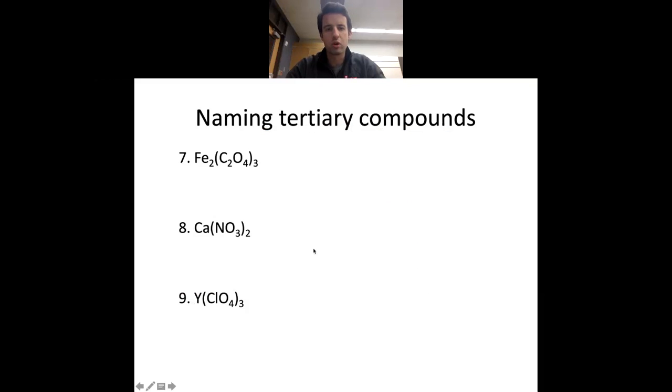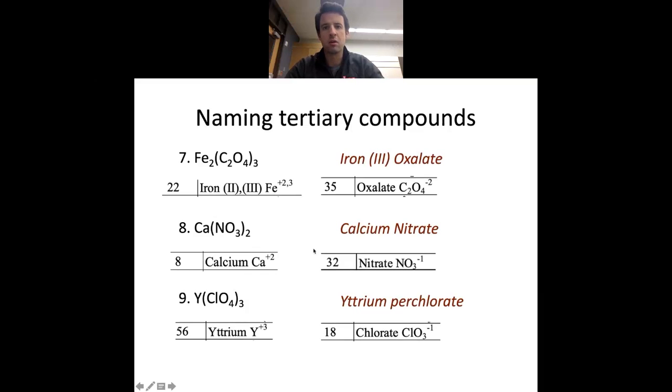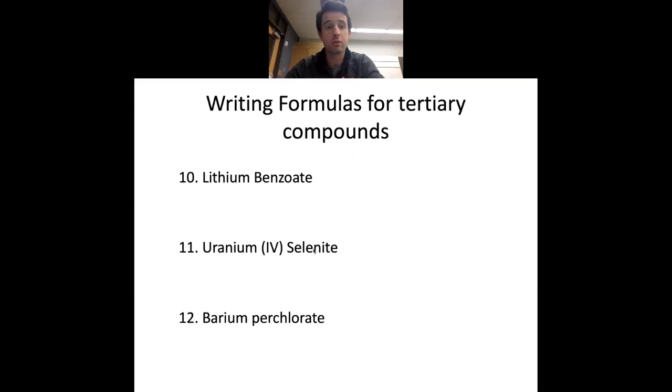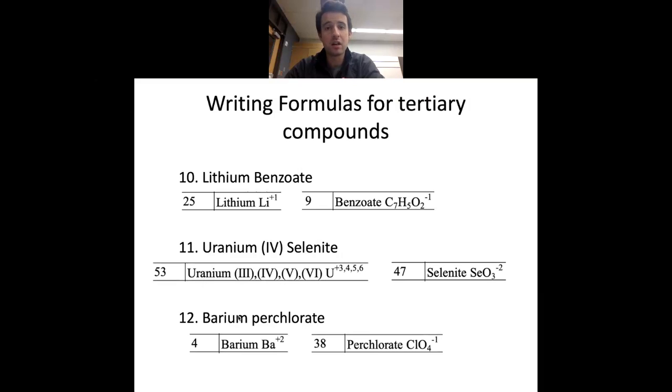Okay, let's go ahead then and move on to the next 3 examples. Here we go. Okay, question number 10 is lithium benzoate, uranium 4 selenite, and barium perchlorate. So I'm going to go ahead and show you guys again kind of these things from the ion list.